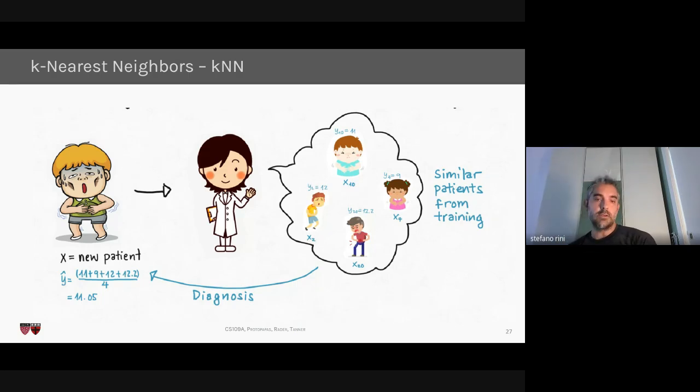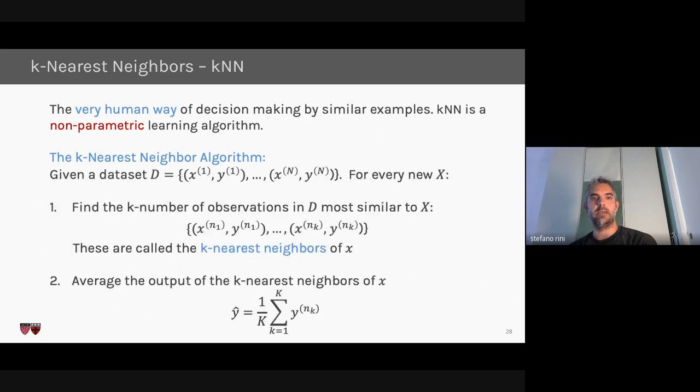Let's say that you are a doctor. You have historical patients that you've seen that came in with a different set of symptoms, and you predicted the illness that they have from the symptoms that you observe. It's clear that when a patient comes in, what you do as a doctor is that you go back to your experience and you predict the illness of the patient by looking at the closest symptoms that you've seen in your previous patients. So it's a very human way of making predictions.